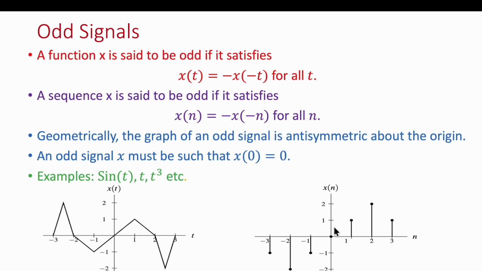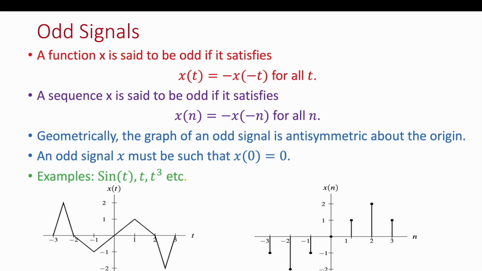Like this is the digital signal, so you can see this signal and this signal are reflected versions of each other. Similarly here, for the continuous time signal, this signal and that signal are reflected versions of each other. So if you take the value of the signal at negative time, it will give you the reflected version of that signal. In that case, the signal is an odd signal.